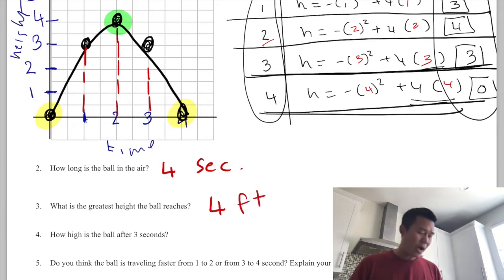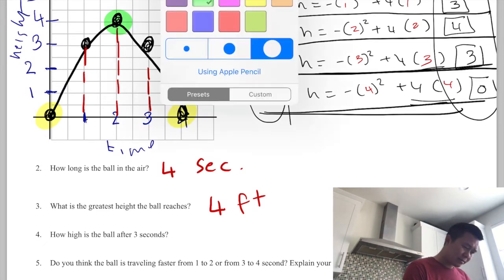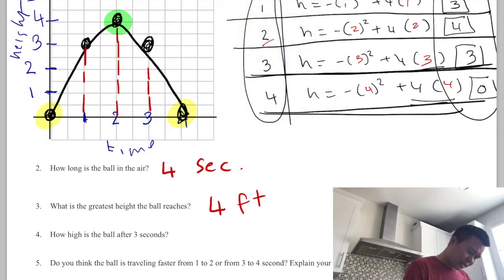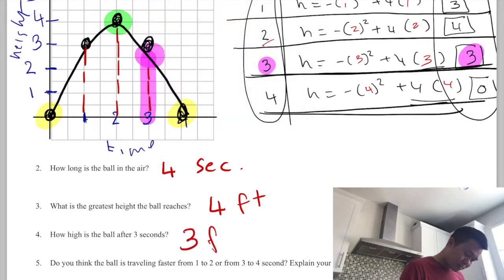Okay. How high is the ball 3 seconds later? Well, 3 seconds later, let me pick a different color. So here's 3 seconds later, right? So 3 seconds later, we can see clearly here that the ball is also 3 feet from the ground. So we go over here and we go 3 feet. Okay, after 3 seconds, the ball returns to just 3 feet from the ground.